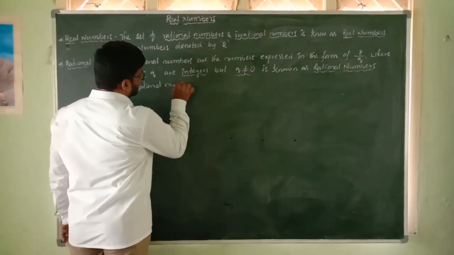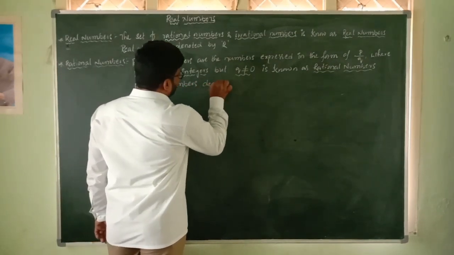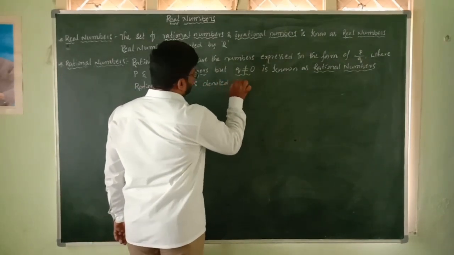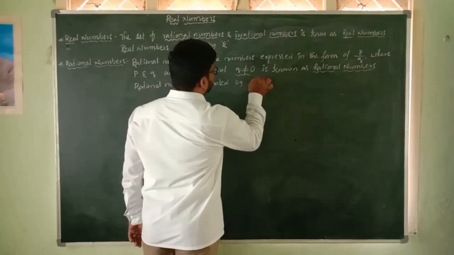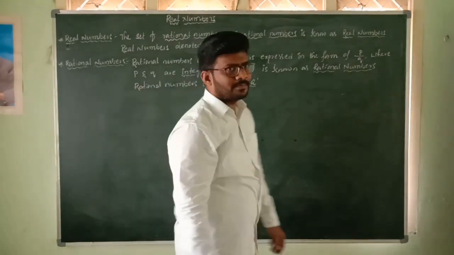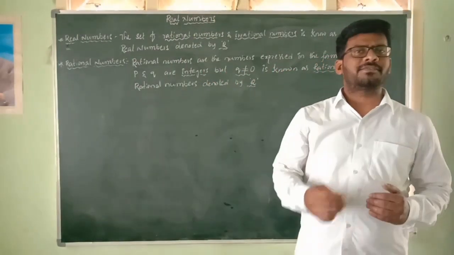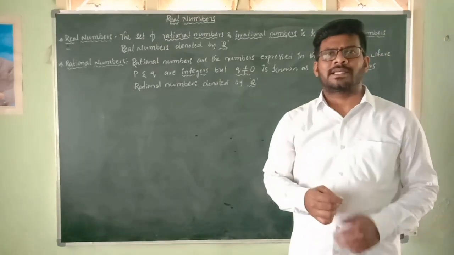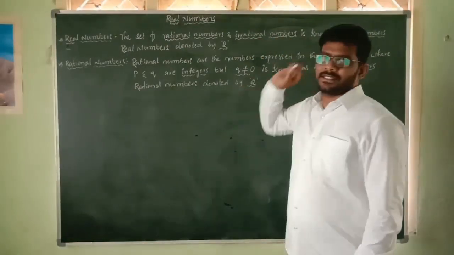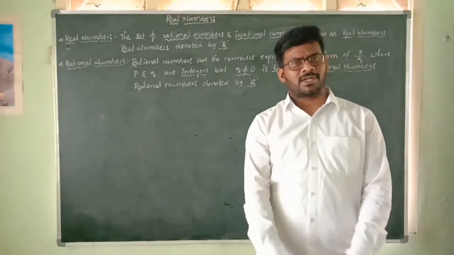Rational numbers are denoted by capital Q. Okay, children? Next, in the real number definition, the other kind of number is what? Irrational numbers. What is the definition of irrational number, children?